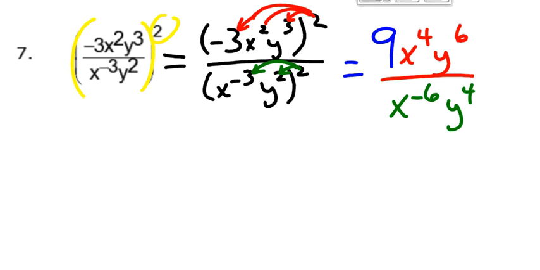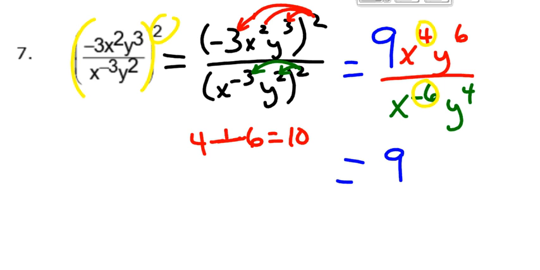All right, let's simplify it up. The 9 is going to stay on the top because there's nothing else to simplify. So looking at these, I need to subtract those. So 4 minus, I'm going to go over here to the side, 4 minus negative 6, that's actually going to become positive 10 because 2 negatives make a positive.